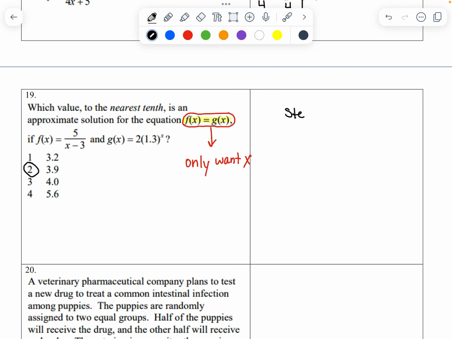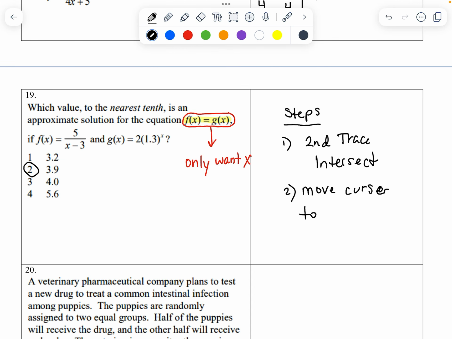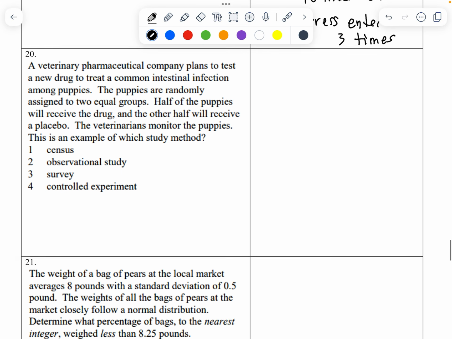Now the steps on your calculator are going to be second, trace, intersect. And then you're going to move your cursor. I like to call it the spider. Cursor to intersection. And then you're going to press enter 3 times. There you go. And that should get you it.